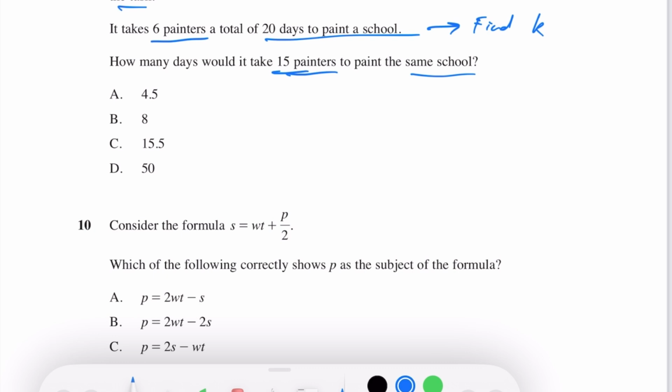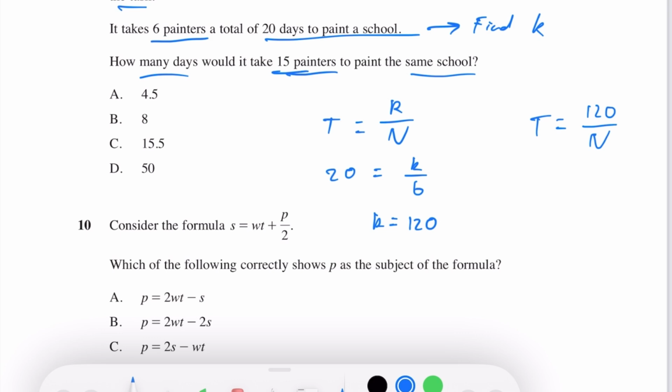So the time taken varies inversely. So instead of y and x, I'm going to write the time taken, t, varies inversely with the number of painters. I'll just write n. It takes 6 painters 20 days, so that's going to be 20. It's going to be k over 6. K is going to be simply 6 times 20, which is 120. How many days would it take? So we want time, so we want t is equal to 120 over n is our formula. And we want to find t, how many days, when n is 15. So t is going to be 120 divided by 15. If we type that in our calculator, we're going to get 8. So it's going to take 8 days.